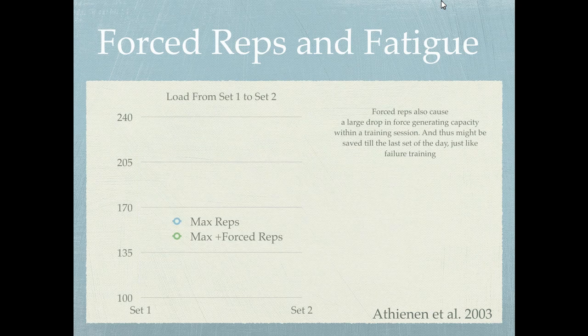The other thing to realize is what happens if you do forced reps on set 1. What we're looking at here is maximal reps going to failure on set 1. Here's if you do forced reps on set 1. Notice that your performance goes down in set 2, because you're centrally fatigued. So again, if you're going to use beyond failure techniques, you need to strategically place them near the end of the set.